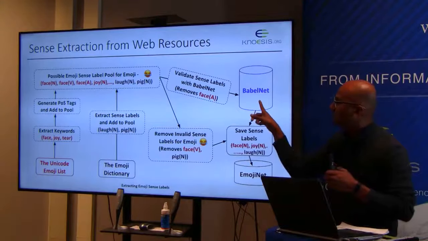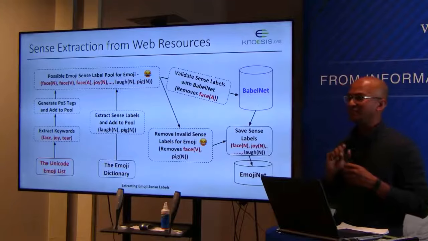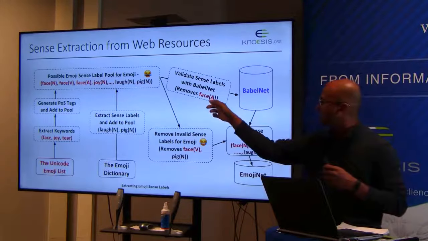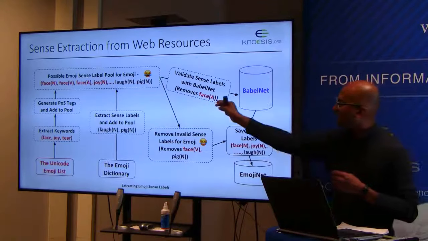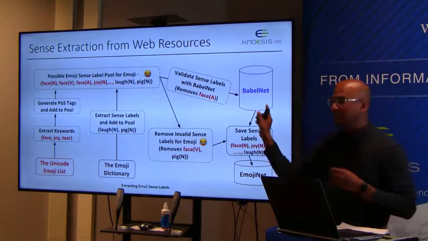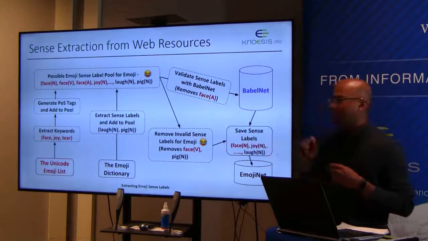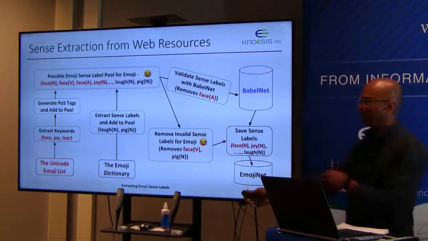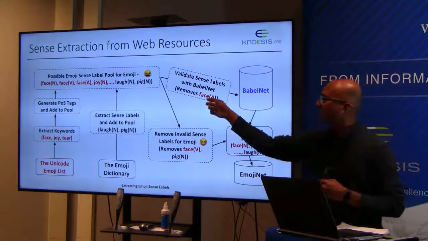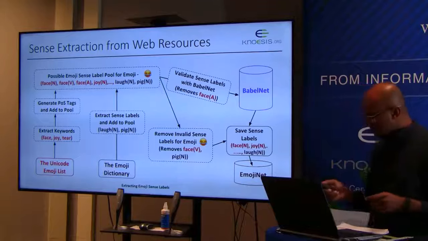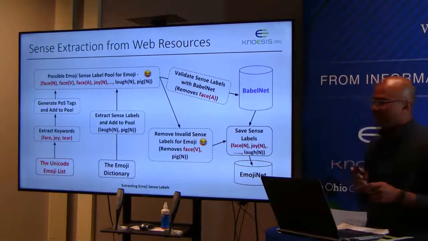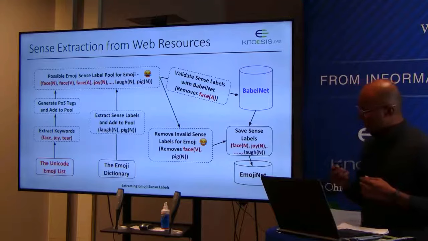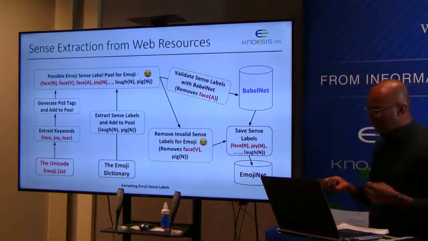So we queried BabelNet by giving it "face adjective" as a text. If BabelNet has any definitions for face as an adjective, then I can safely assume that, since this dictionary has some English meanings, this representation could be a correct use of the word face. But we all know that face adjective is an incorrect use of the word face. So BabelNet does not contain any sense definitions for these words, and we remove those. Using these filtrations, we were able to remove most of the noise from resources like the emoji dictionary.